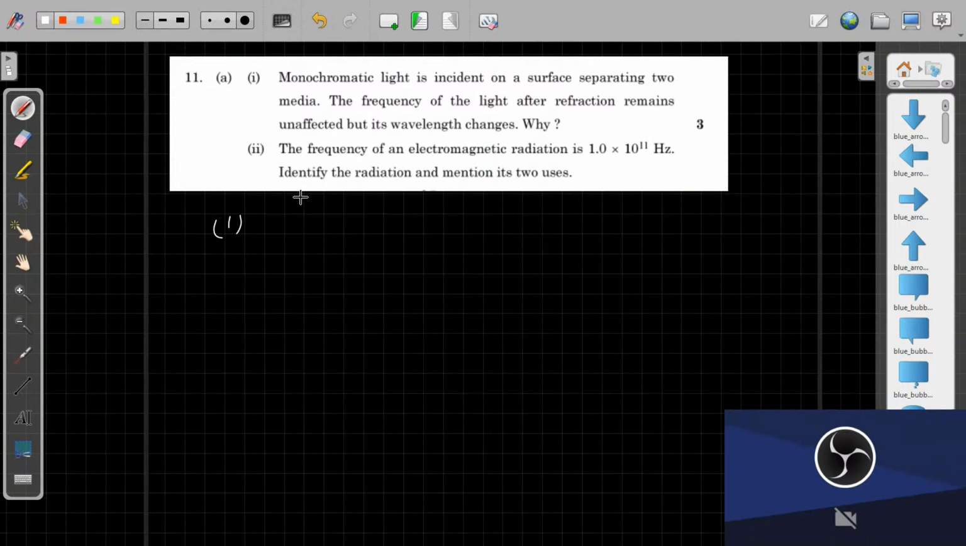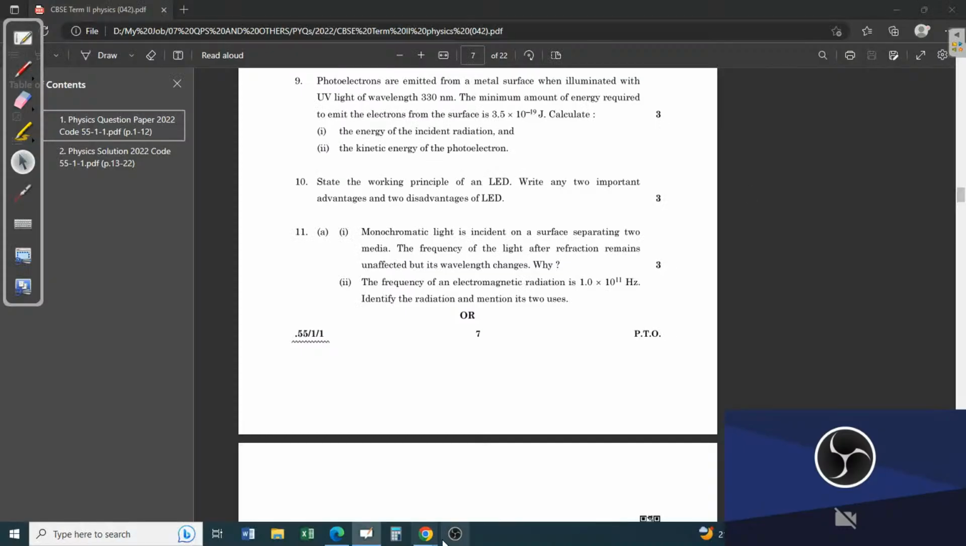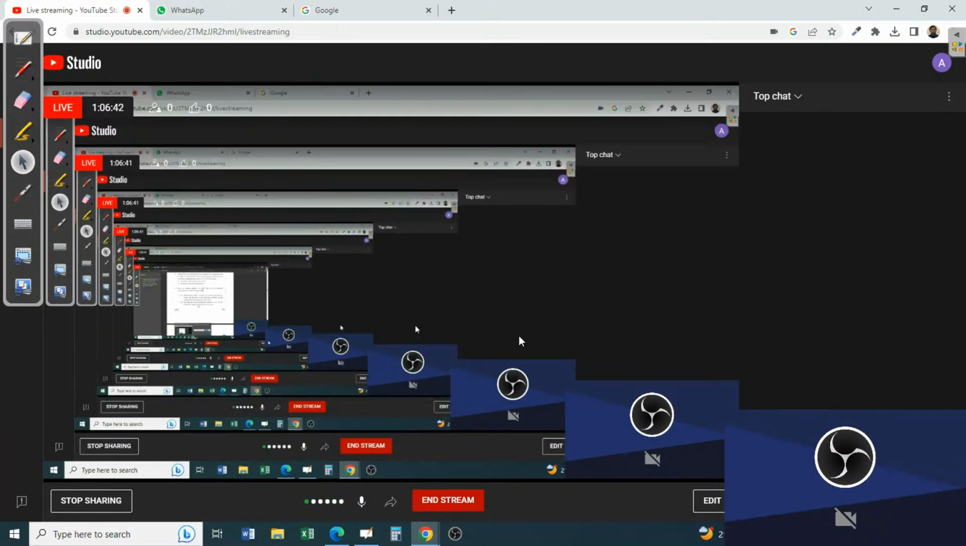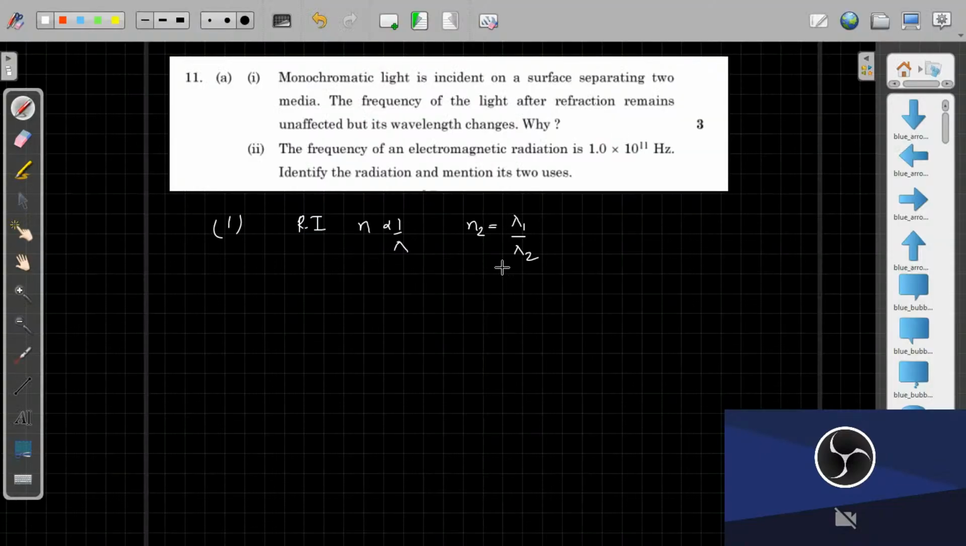Why? Because refractive index n is inversely proportional to lambda. The relative refractive index n is equal to lambda 1 by lambda 2, where lambda 1 is the wavelength in medium 1 and lambda 2 is the wavelength in medium 2. So refractive index is inversely proportional to lambda. So you can easily solve this.